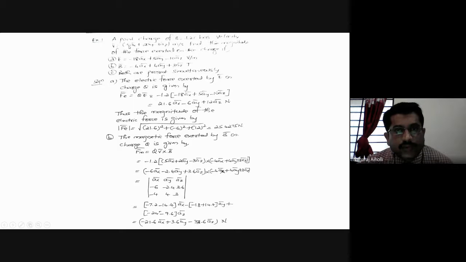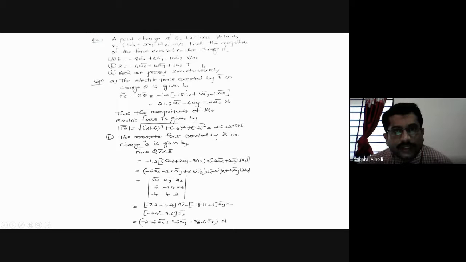Read the question. A point charge of Q is equal to minus 1.2 coulomb. They have given the magnitude of the charge, Q is equal to minus 1.2 coulomb, and its velocity vector V bar is equal to 5ax bar plus 2ay bar minus 3az bar. They have asked to find the magnitude of the force exerted on the charge if E bar, the electric field intensity, is given. Second, if magnetic flux density is given, what is the force? If both E bar and B bar are there, what is the total force?